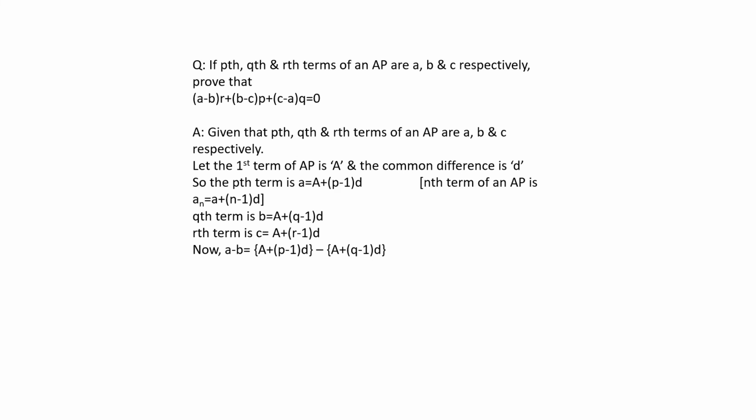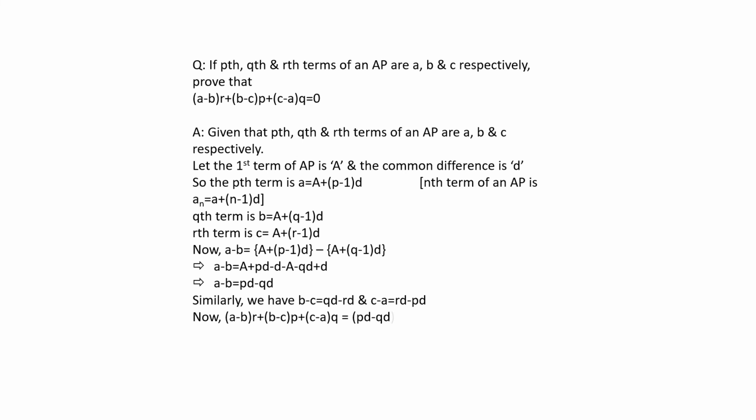Now a minus b is A plus (p minus 1) times d, minus A plus (q minus 1) times d. Opening the bracket, it is A minus pd minus d minus A minus qd plus d, or we are getting pd minus qd. Similarly, b minus c is nothing but qd minus rd, and c minus a is rd minus pd.